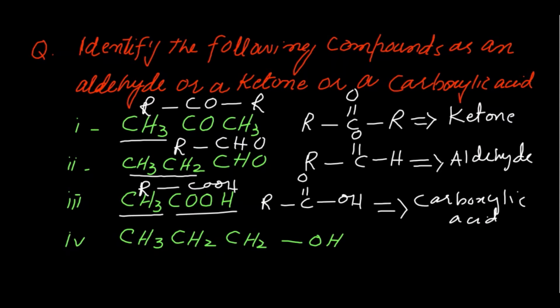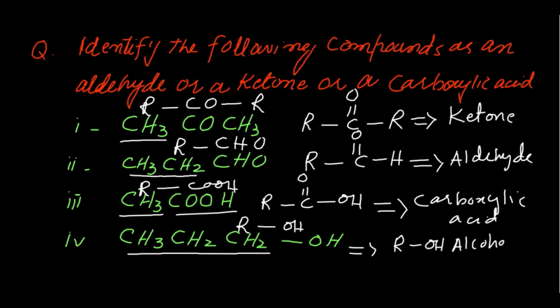Then part number 4. Here this is an alkyl group, attached with a hydroxyl group. If we write the structure in proper form, it is ROH. So the functional group is alcohol. In alcohol, an alkyl group is attached with a hydroxyl group. I hope these compounds are clear to you, students.